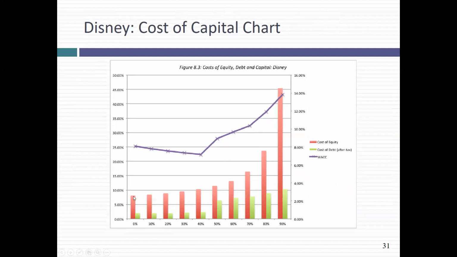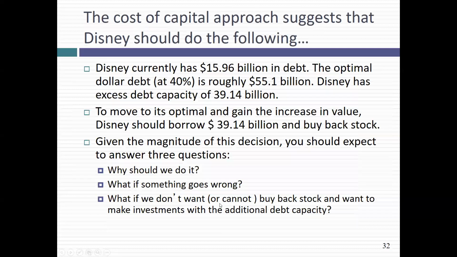And what we see is that the cost of equity does increase, but it increases very quickly once you hit 50, 60%. The cost of debt stays very low until we hit 50%. So it's not surprising that right here, when the cost of debt still remains low, that's our optimal level. Because once we go from 40 to 50, the cost of debt actually increases pretty substantially. So this suggests that the optimal debt ratio for Disney is 40%.